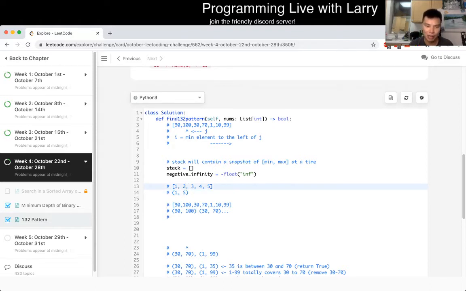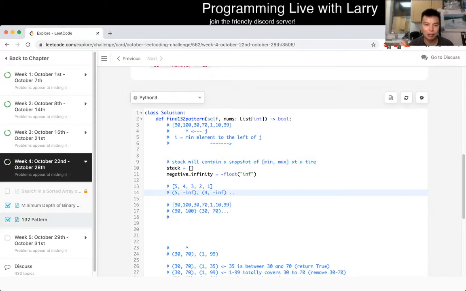Or if you have the other way where 5, 4, 3, 2, 1. Oh, I also, so you have a 5, negative infinity, 4, negative infinity, and so forth, right? Also, actually, I forgot that.